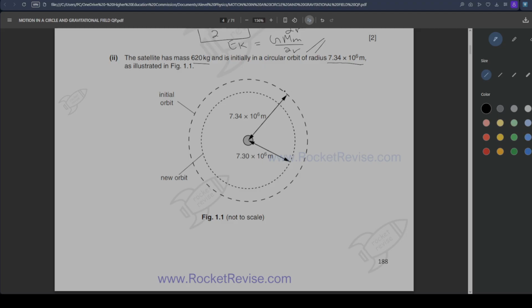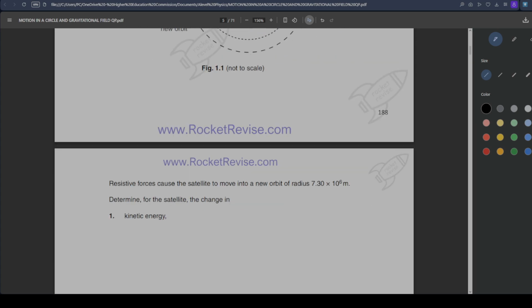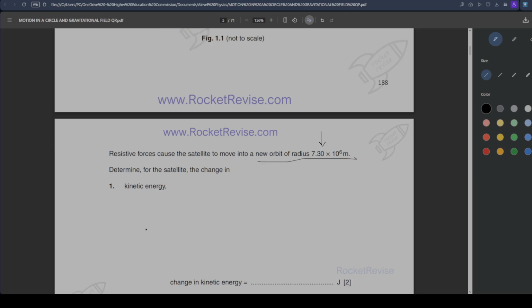So this bigger orbit is our initial orbit, and there's a new orbit whose radius is a little smaller, and they've given us the small mass 620, which is the mass of the satellite, okay. And what they've asked us is that the resistive forces cause the satellite to move into a new orbit of radius 7.30 into 10 power 6. Determine for the satellite the change in kinetic energy, okay.